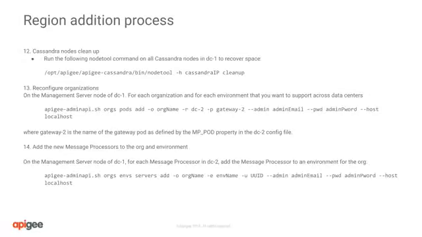Step 12. After the process of expanding the Cassandra ring, the original members will be left with data they are no longer responsible for. This can be deleted by running Node Tool on each host and adding the cleanup command.